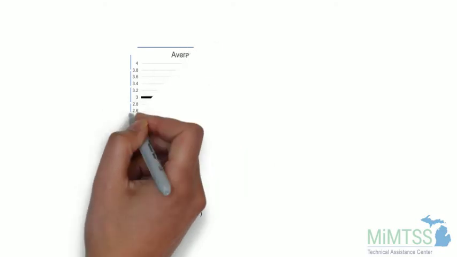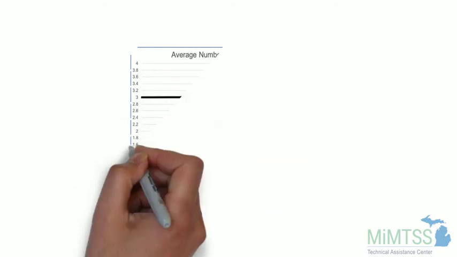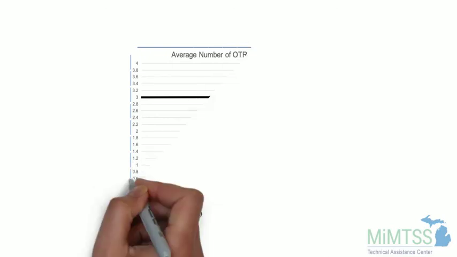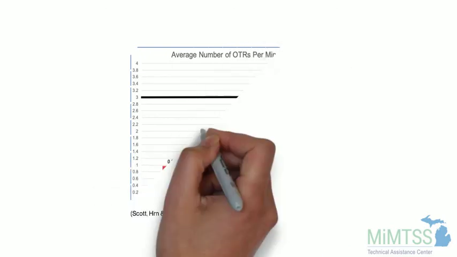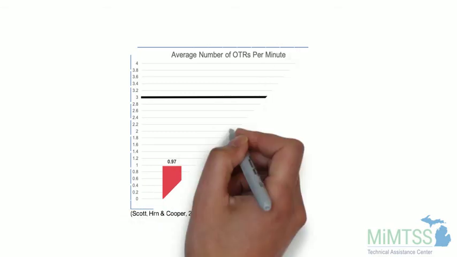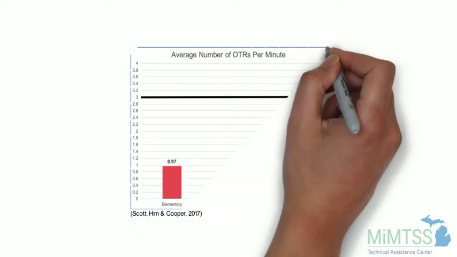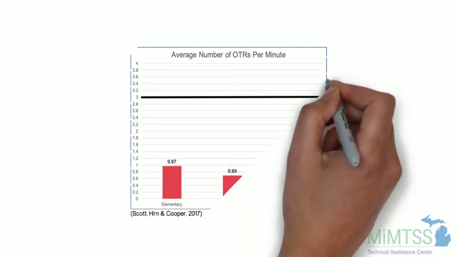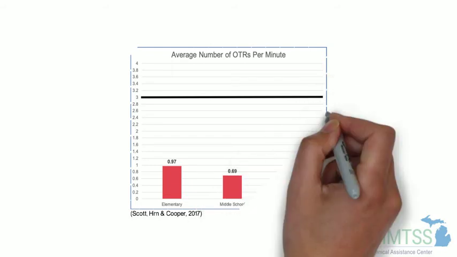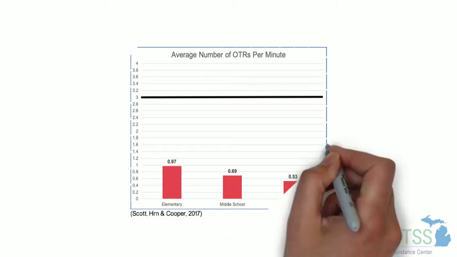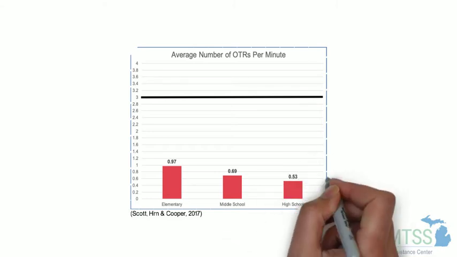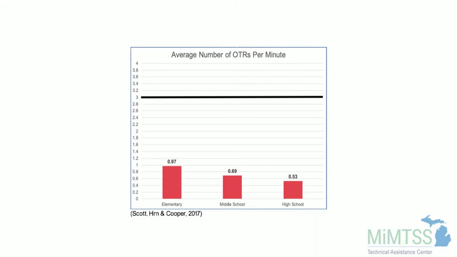In 2017, Scott, Hearn, and Cooper published a summary of 6,752 observations completed in pre-K, elementary, middle, high combined, K-8, K-12, and alternative settings. The observations took place across content areas of reading, language arts, mathematics, science, and social studies in schools with a variety of demographic characteristics. One of the many things summarized from these observations were the number of teacher-provided opportunities to respond per minute across various grade levels.